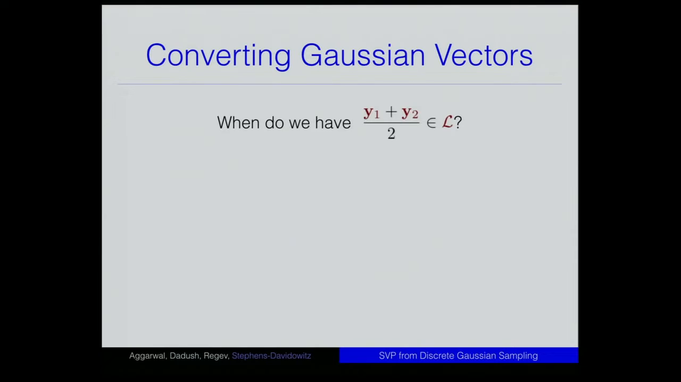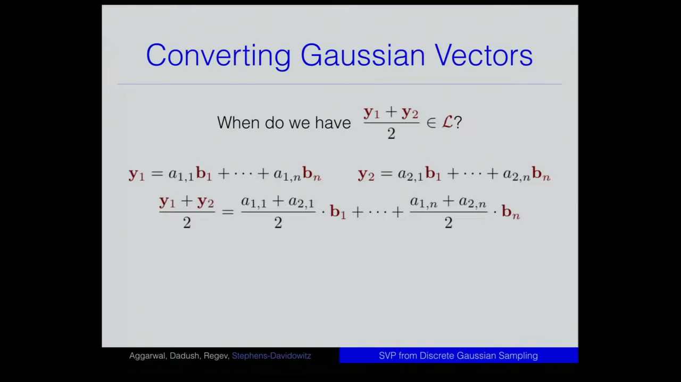Before the proof by picture, sorry, let's ask just when the average y1, y2 is in the lattice. So I have two lattice vectors. I can write them in terms of the basis. That's the definition. So these are integer coordinates. And I can write their average in terms of the basis. When is the average in the lattice? When these are integers. So when are these averages all integers? It's exactly when the corresponding coefficients have the same parity.